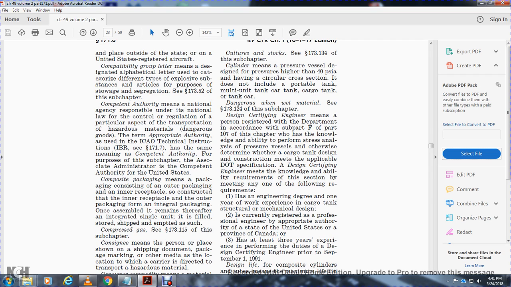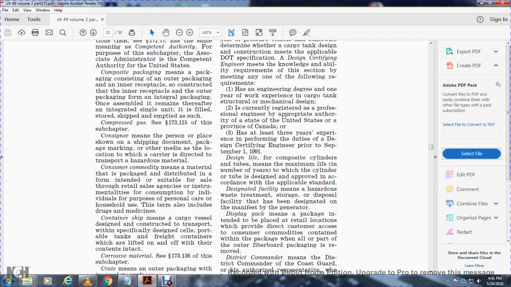see 173.115 of the subchapter. Consignee means the person named in the shipping document, the packaging, the marking, or other media as the location where the carrier is directed to deliver the hazardous material. Consumer commodity means a material that is packaged and distributed in a form intended or suitable for sale through retail sales agencies or instrumentalities for consumption by individuals for purposes of personal care or household use. The term also includes drugs and medicine.